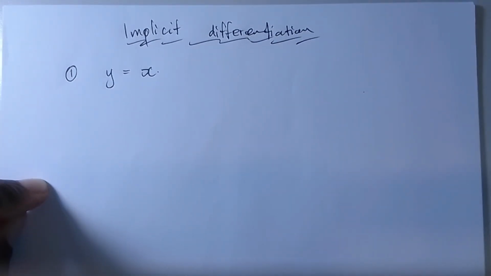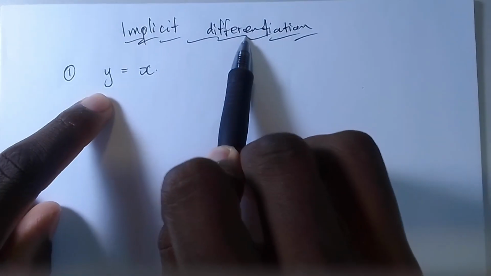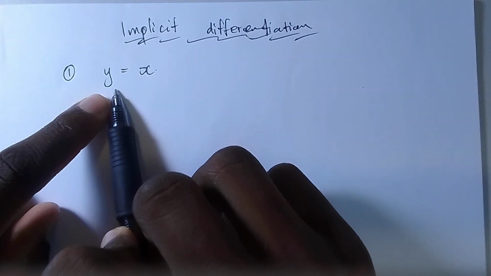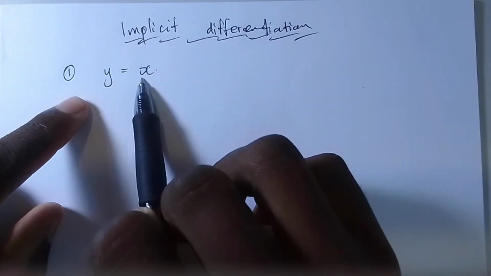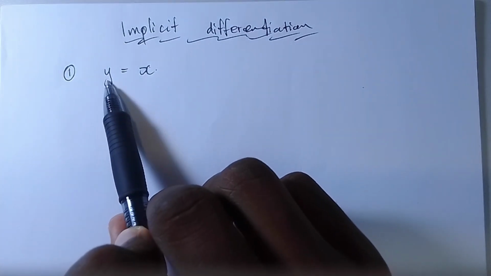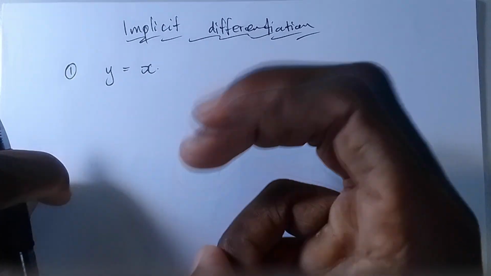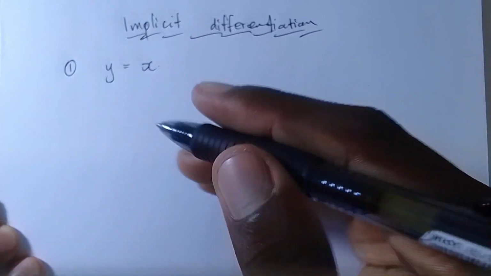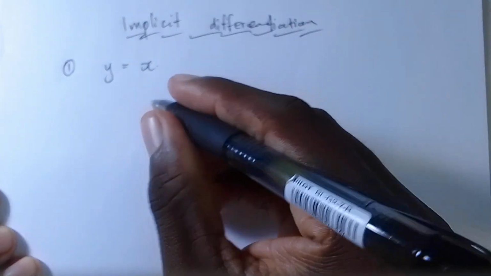So, implicit differentiation is differentiating when normally you can't make y the subject of the formula. I know here y is already the subject of the formula, but I'll show you how you can do this using implicit differentiation. And in fact, almost every time when you differentiate, you can call it implicit differentiation in a way, but there are unique problems that we normally use implicit differentiation for.